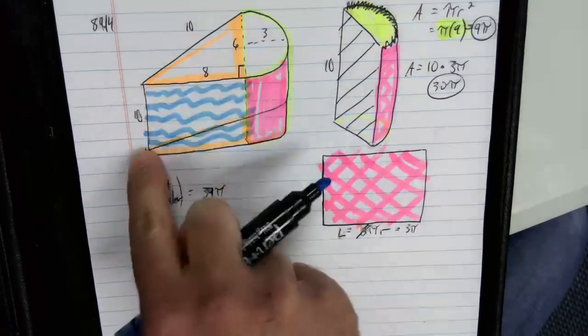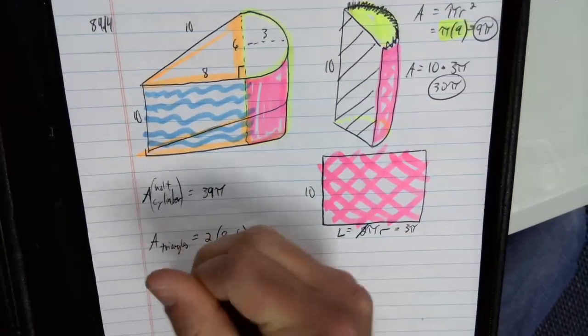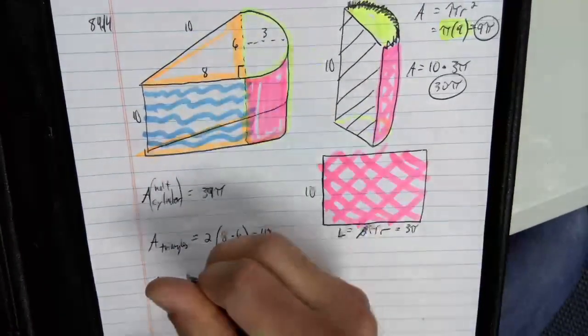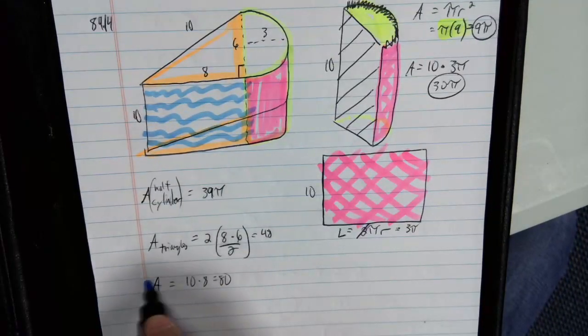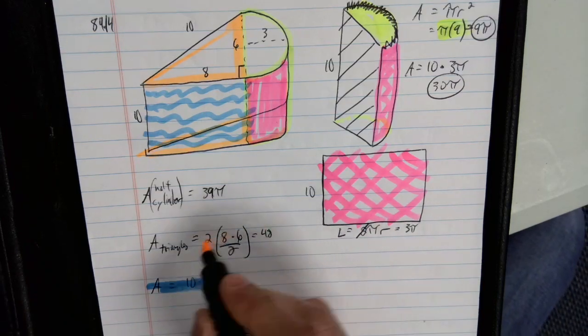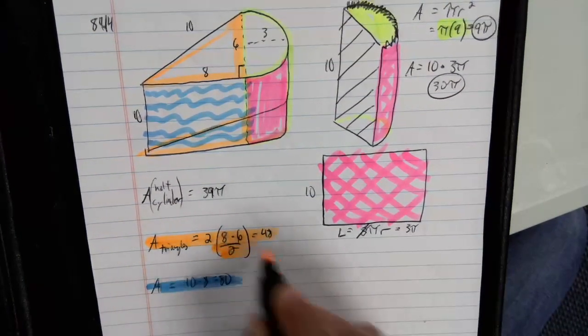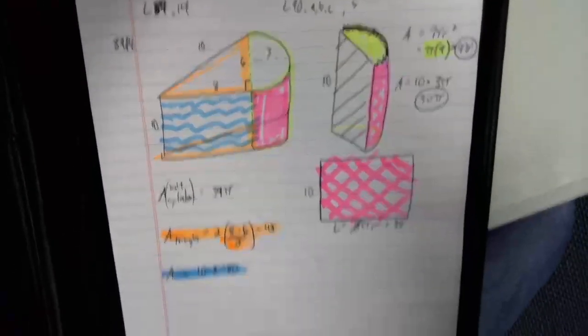The dimensions of this face are shorter, 10 and 8, or 80. So there's 80, and I am running out of color, so I do apologize. 80. I'm running out of space.